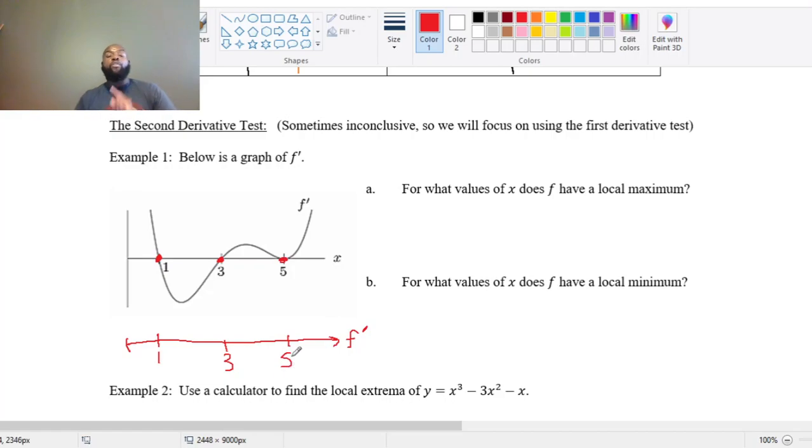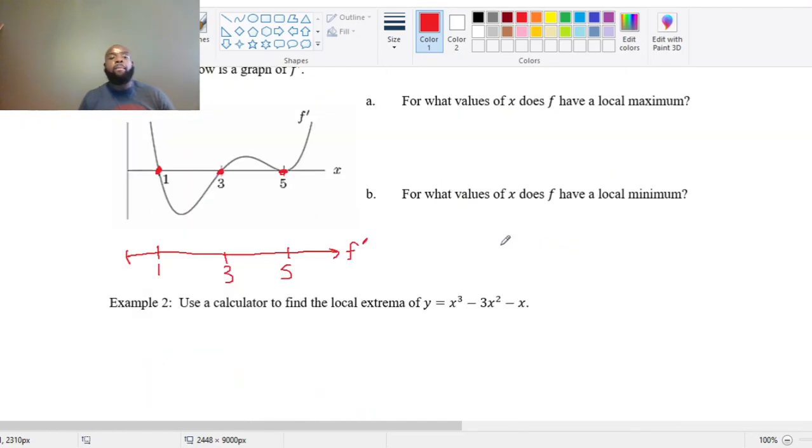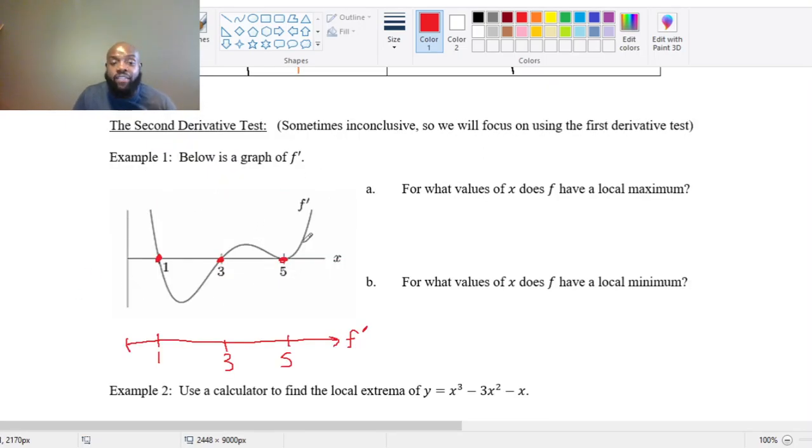Now, we know from our first derivative test, which is up here, that when my derivative changes from a negative sign to a positive sign, I'll have a local minimum for my function f. And then the opposite occurs when I have a local max, right? So I'm going to put the sign of my derivative. When I'm given the graph of my derivative, all I have to do is look at the signs of the y values, whether they're positive or negative.